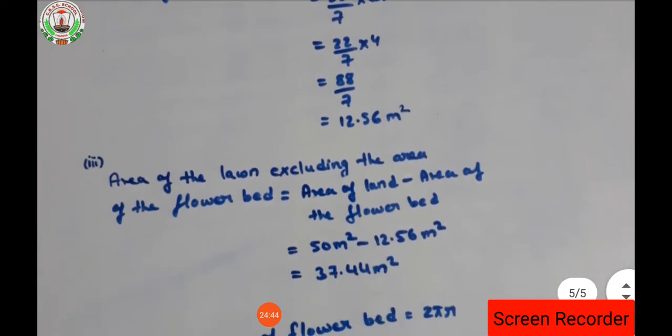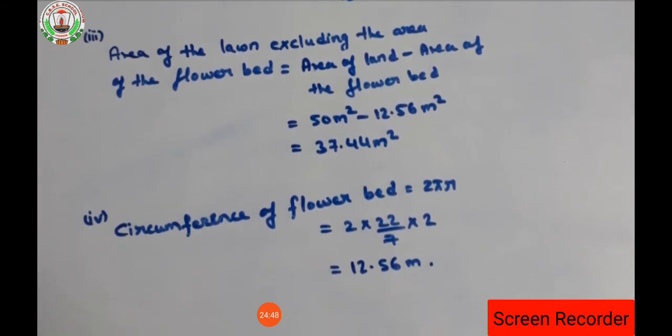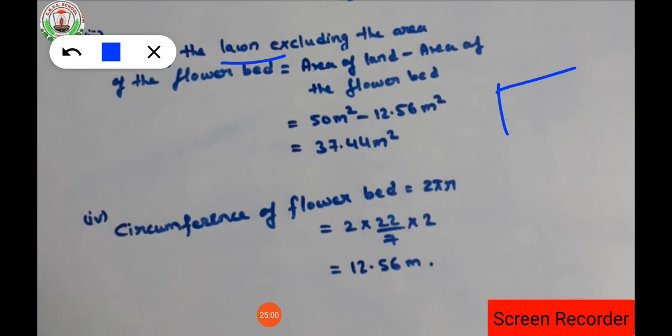Now, the third part of the question, what is said in the third part of the question? Area of the lawn excluding the area of the flower bed. Now, we have to find the area of the lawn excluding, that means if the area of the lawn is 50 meter square, then a circle is given, isn't it, and the circle area is how much, 12.56. So this should be subtracted.